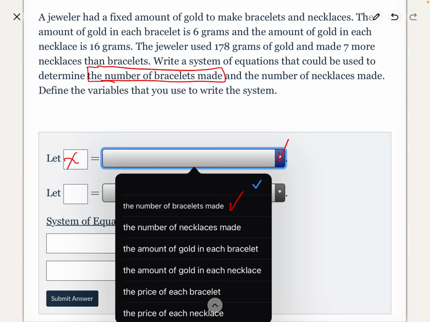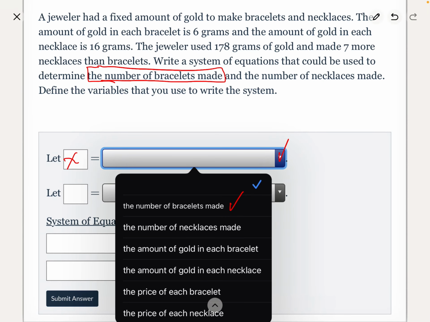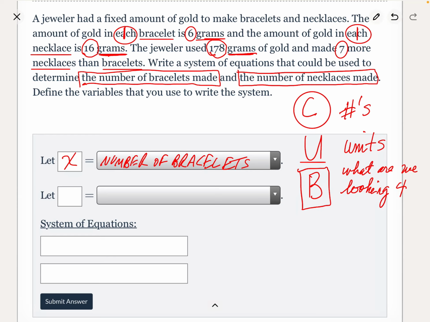Now, for the Y, it's going to be the same thing. You would say, oh, Y is going to be equal to the number of necklaces made. So we would choose that one. Okay, now let me go back to the actual problem and keep going. So like I said, this Y is going to be the number of necklaces that the jeweler made.